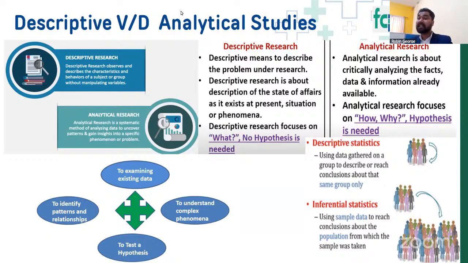Whereas analytical research is, we are now trying to interpret the data. Why are 15,000 out of 20,000 obese people having diabetes? Is there any relationship between diabetes and obesity? And we are trying to prove it. That is what analytical studies are.